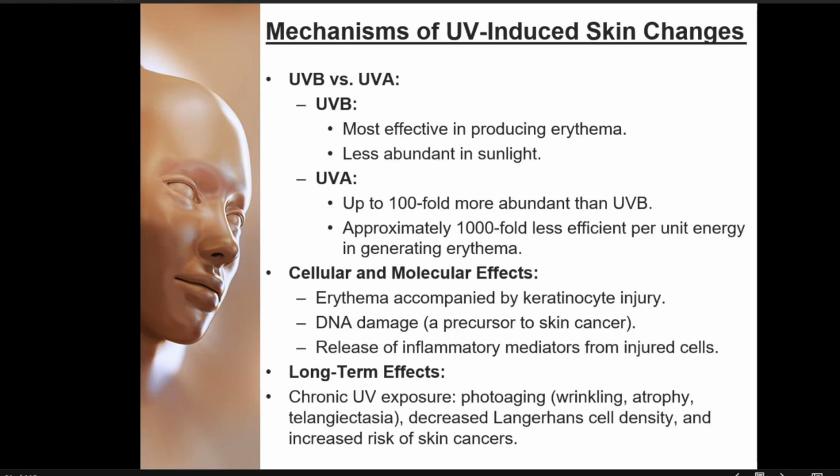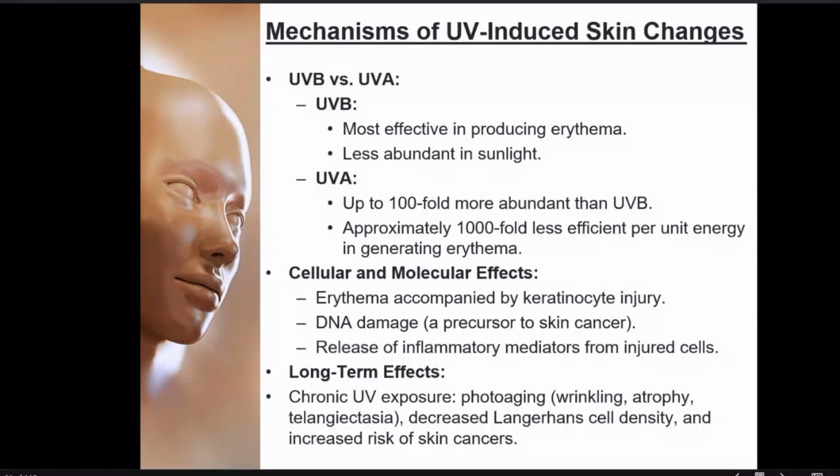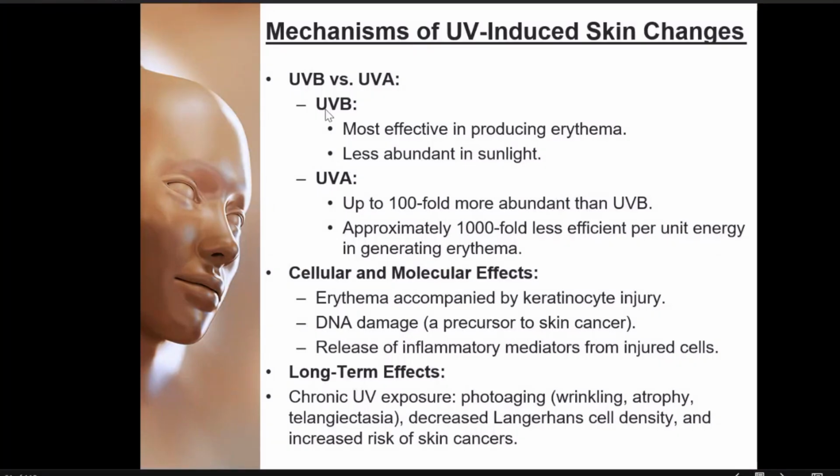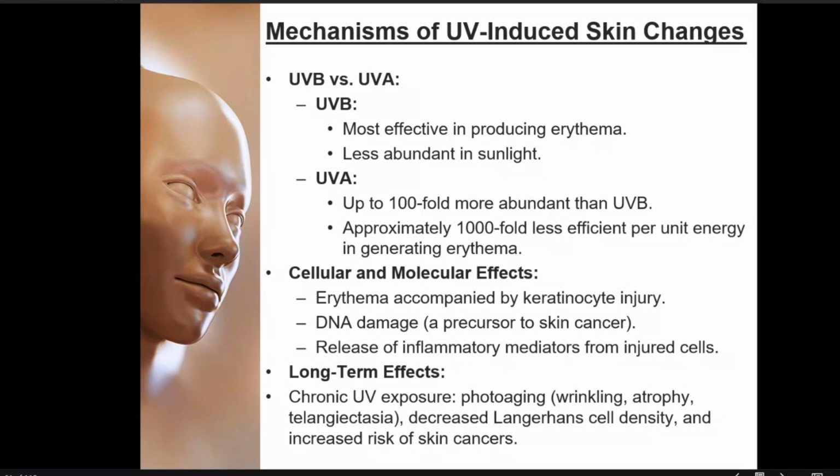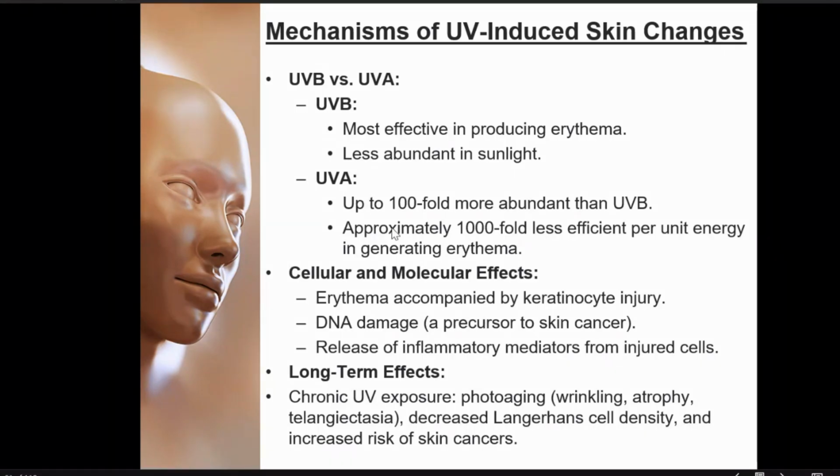Mechanism of ultraviolet-induced skin changes. UVB is the most effective in producing erythema. It is less evident in sunlight. UVA is up to 10-fold more abundant than ultraviolet B, and approximately 1,000-fold less efficient per unit energy in generating erythema.